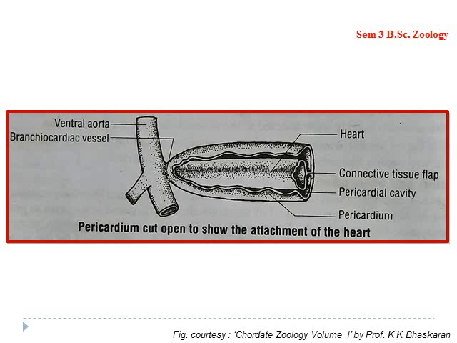Then slowly, once the heart is completely formed, the wall forms a merged connective tissue flap. The space between the heart wall and the pericardial wall is filled with pericardial fluid, and that space is the pericardial cavity. I hope the attachment, the structure of the heart, and the structure of the pericardium around it is clear.